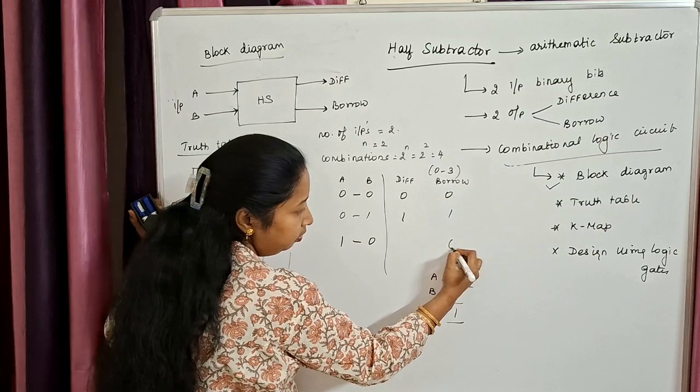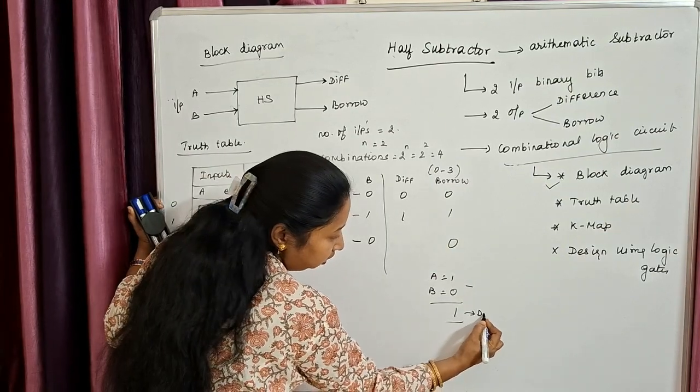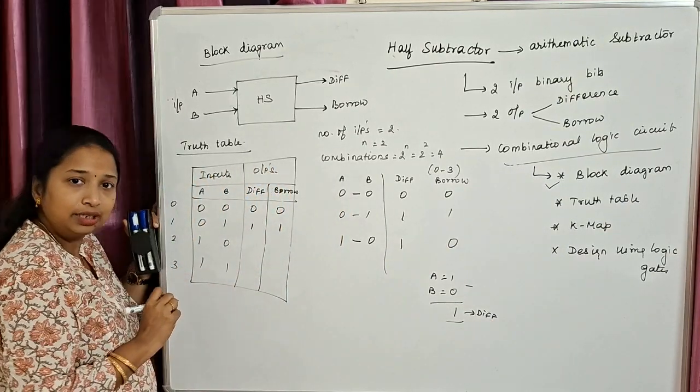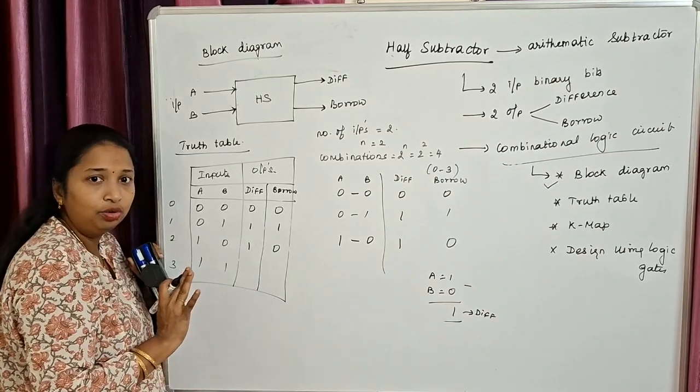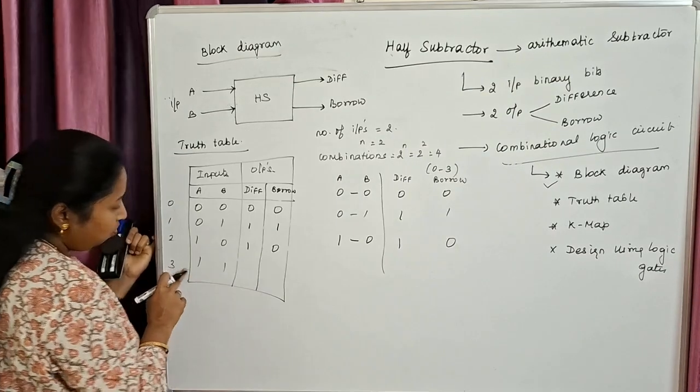So my borrow output will be 0 and this is going to be my difference. Difference output is 1. Is it clear? So difference is 1 and my borrow is 0 since I have not done any borrow. Clear? Now, what is your last combination?